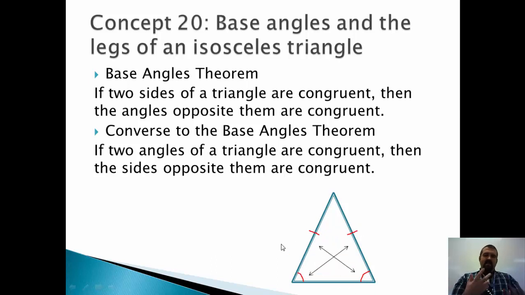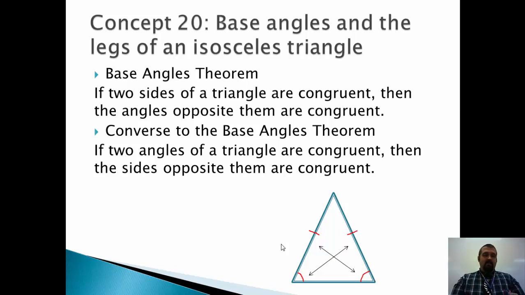With these two theorems, we have a two-way street. Base angles theorem, one way to remember that that's the one that says the base angles are congruent is because it's the base angles theorem. It's about the base angles. We want to know something about the base angles. The converse of the base angles theorem means that we already know something about the base angles, and now we're going to be saying something about its legs.